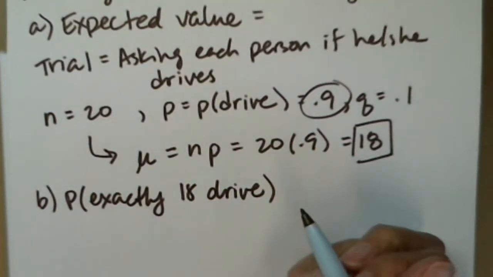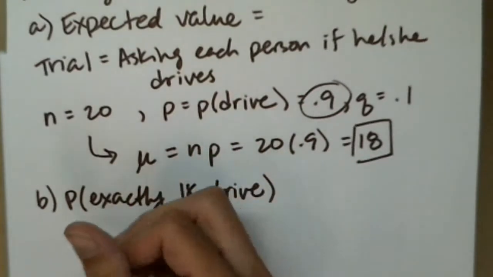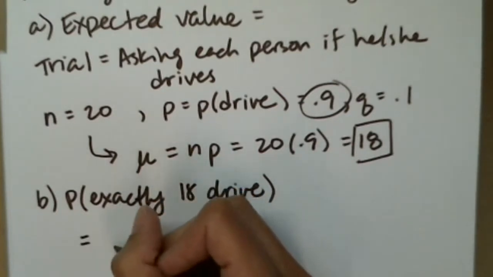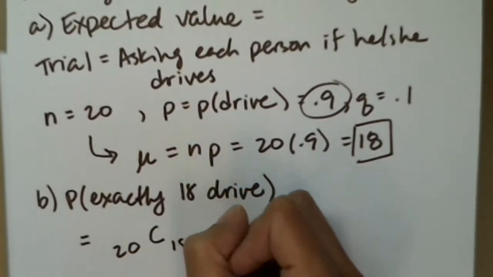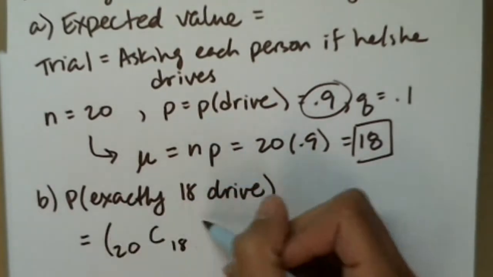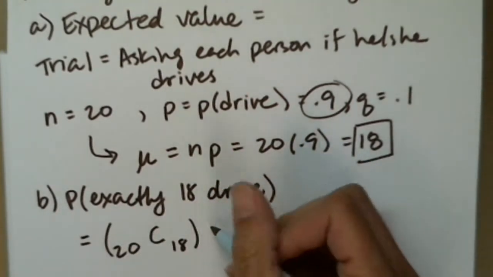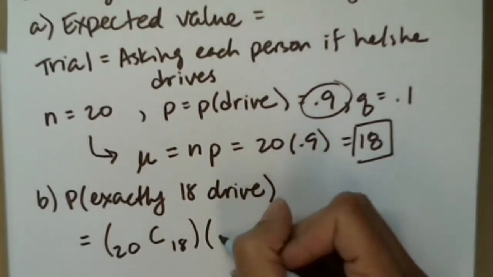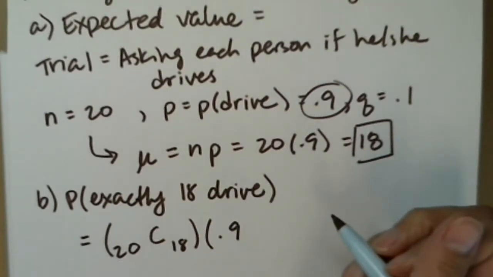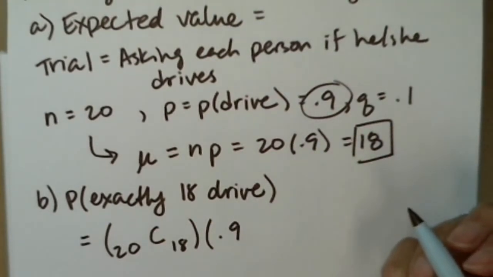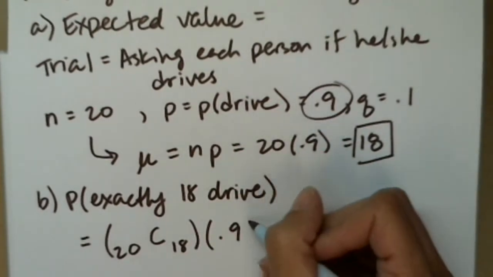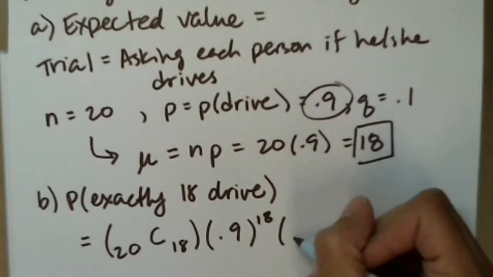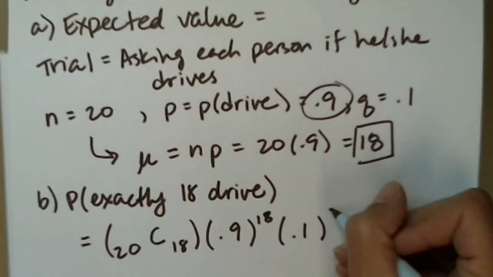So to figure out that we've got exactly 18 that drive, that probability, we're going to use this probability formula. We have a combination first. Out of the 20, we need to choose 18 of the 20 to be our drivers. So 20 choose 18 times. If 18 are the drivers, that means to be a driver, there's a 0.9 chance of that happening. So that's the probability of a success, but we're going to have 18 of those. So 0.9 to the 18. And then the other two would be that 10% chance. So 0.1 to the second.